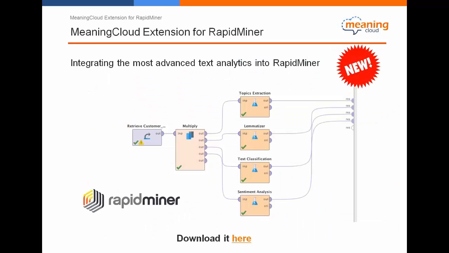And now we're transitioning to the main part of our session today, which is how you can integrate text and data into your predictive analytics. And the way to do so is using our recently launched MeaningCloud extension for RapidMiner. So essentially, it's a kind of plugin for RapidMiner that gives you access to different MeaningCloud capabilities that you can download for free from RapidMiner marketplace, and also from our website. You just need to follow that link.